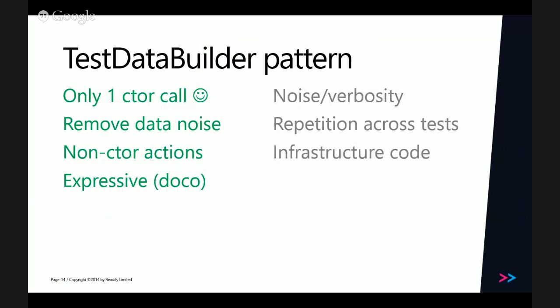So advantages, you've only got one constructor call in the whole of test assembly. So it makes refactoring really easy. It's a really nice way to remove data noise because all of the values you need to configure are explicitly set in your test. So like, with state, with minimum age and stuff like that. All the other values are hidden behind default values in your builder.